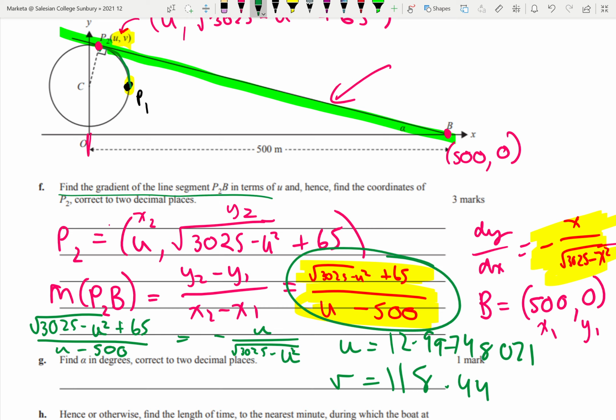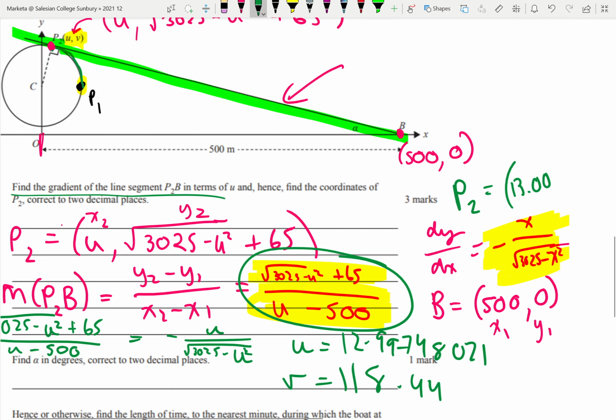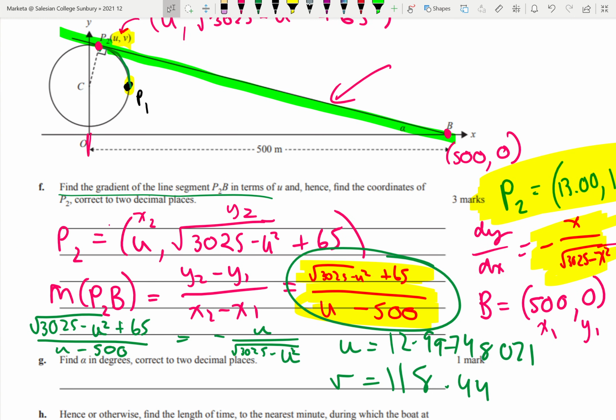Here it is. And then my point, coordinates of the point P2, so I'm kind of running out of room here a little bit. So P2 is just going to be the points 12.997, that's going to round up to 13. Make sure you write 13.00 because you need 2 decimal places. And then, of course, 118.44. So look, I've got more working out than what I need to show, but hopefully that makes sense how I have achieved those things there. All right, let's move on.